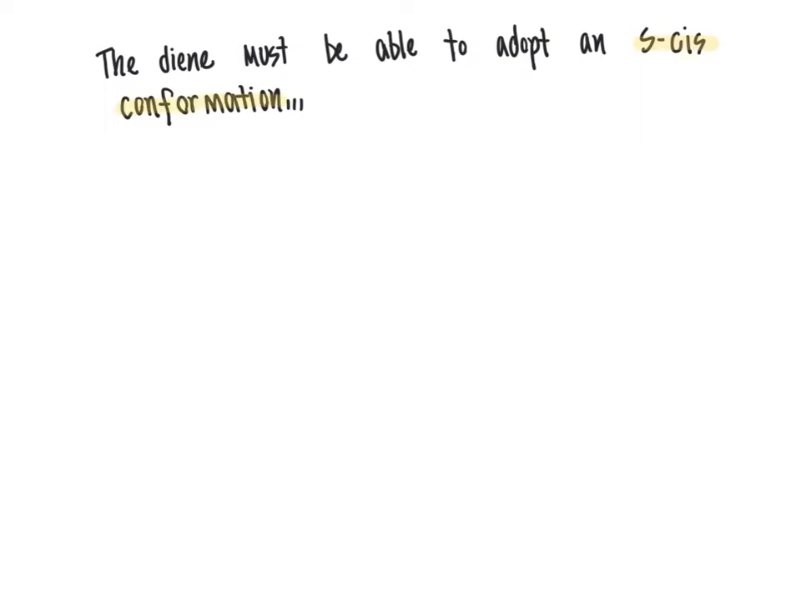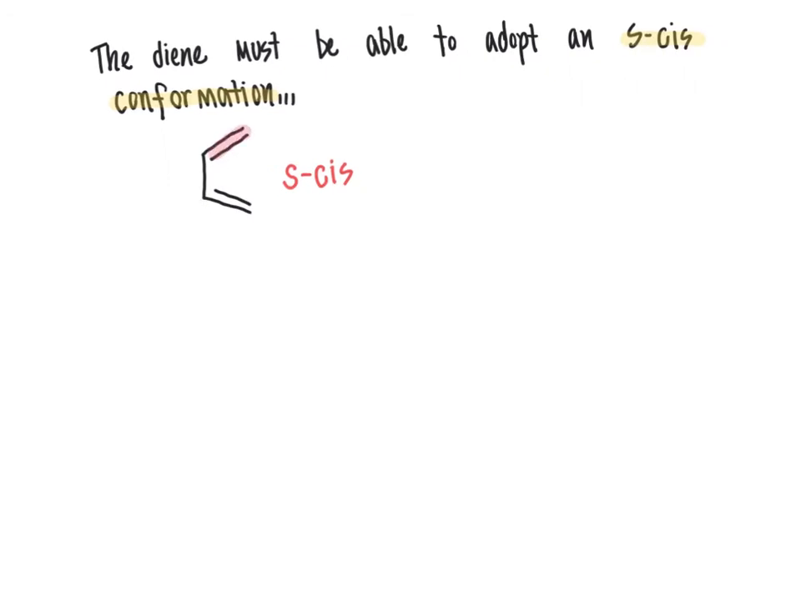In other words, through rotation around the carbon-carbon single bond that bridges the two alkene groups of the diene, we must be able to achieve this conformation. We refer to this as the S-cis conformation, where S means single bond, because of the fact that the two alkene groups here and here are cis to one another.